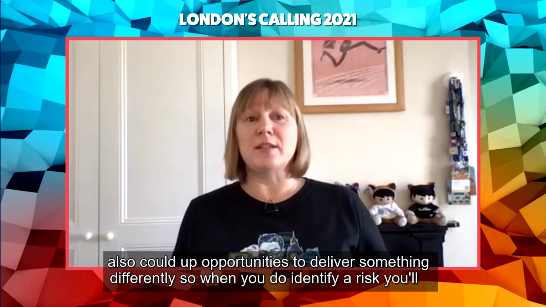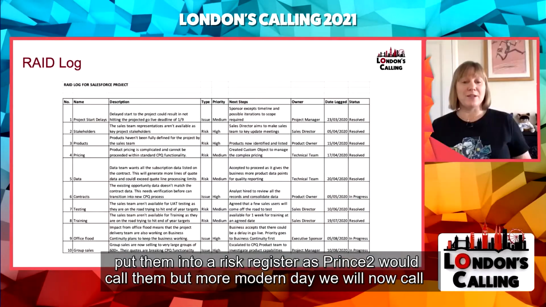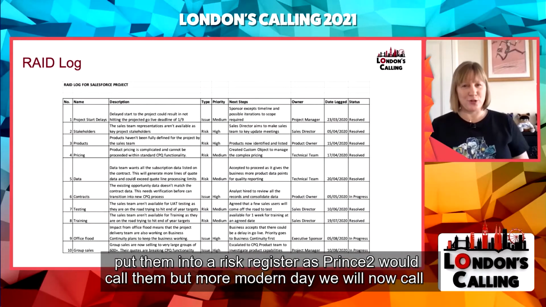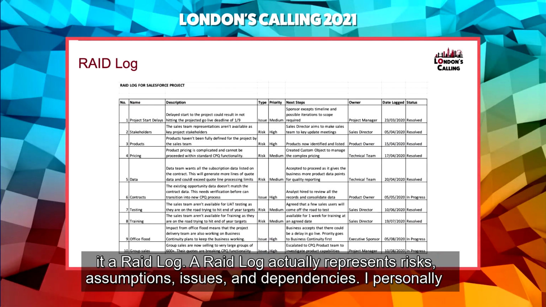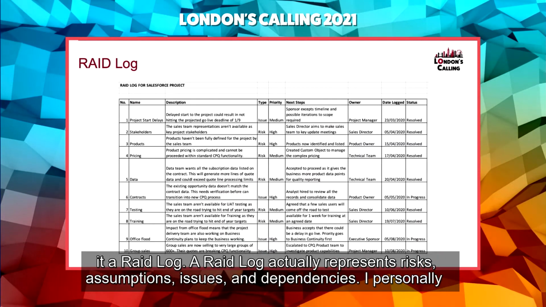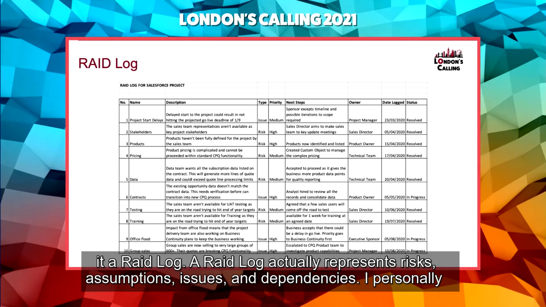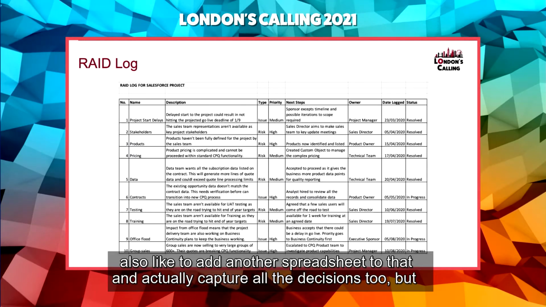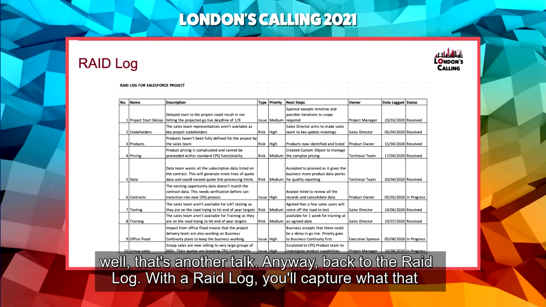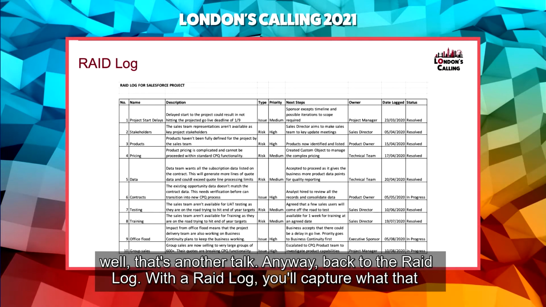So when you do identify a risk, you'll put them into a risk register, as Prince 2 would call them, but more modern day we would now call it a RAID log. A RAID log actually represents risks, assumptions, issues and dependencies. I personally also like to add another spreadsheet to that and actually capture all the decisions too, but well, that's another talk. Anyway, back to the RAID log.